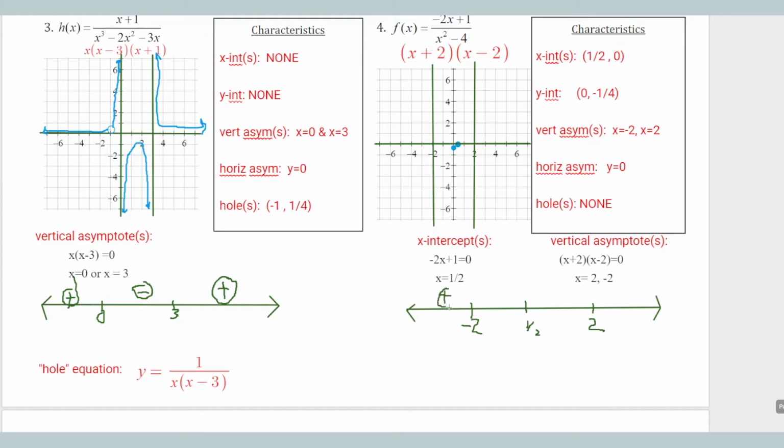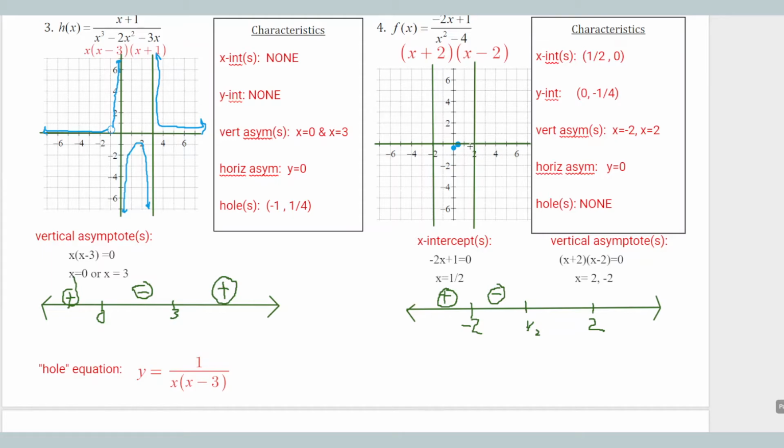If I plug in something like, well actually I already have a representative for this interval because I know where the y-intercept is, so let's just say it picks 0. I plug that in, I get negative 1/4, so I know we're negative here. Already had a representative. It's kind of nice.